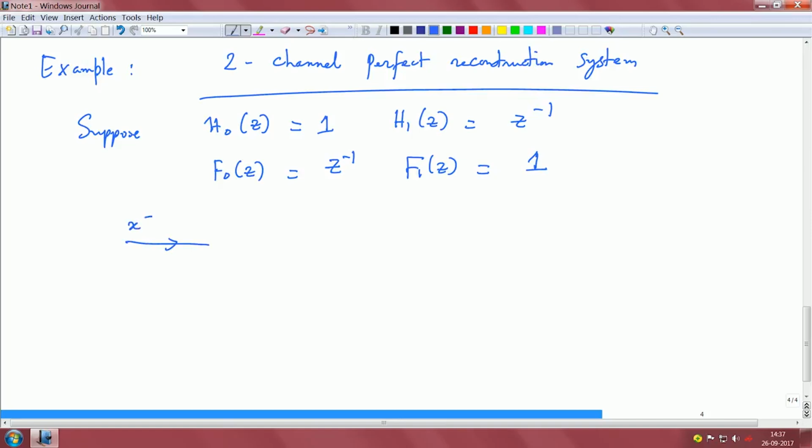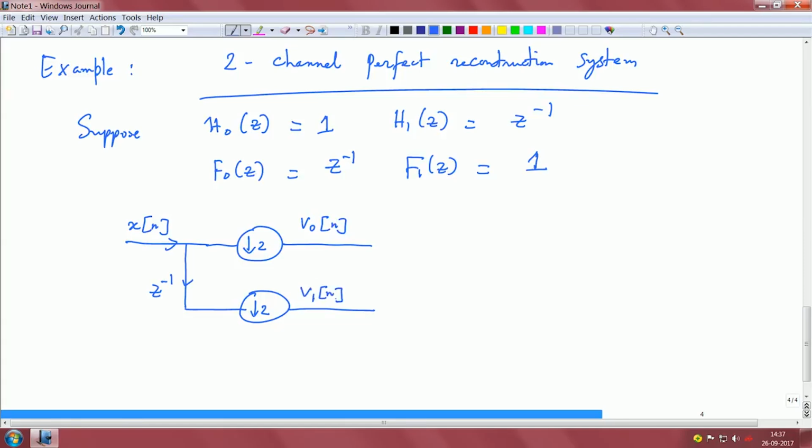So, we have x of n, then this goes through a downsampler because there is unit gain here, right. H naught is 1, so therefore, I am just not putting any filter here. Now, in the other branch we have a delay which is corresponding to this filter H1 of z. This goes through a downsampler. At this point we have V naught of n and V1 of n. Let us assume that we do not do any quantization, etc. So, basically we just upsample by 2 on each of the 2 branches.